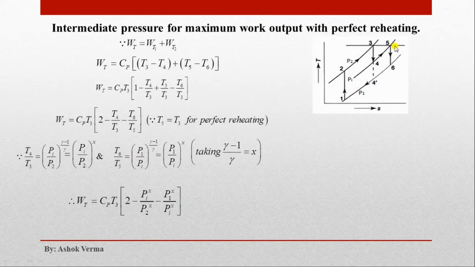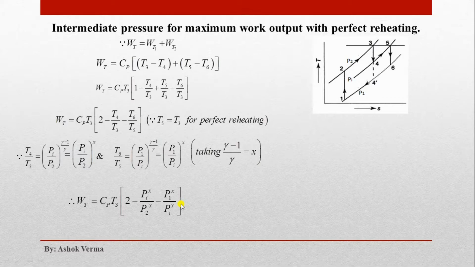the metallurgical condition of your equipment. So T3 is fixed, so we are taking T3 as common, but you can change the temperature T4. So after putting this, you will get T3 times [(Pi by P2) to the power x minus (P1 by Pi) to the power x]. So this is the equation for the turbine work in terms of the temperature T3 and the pressures.